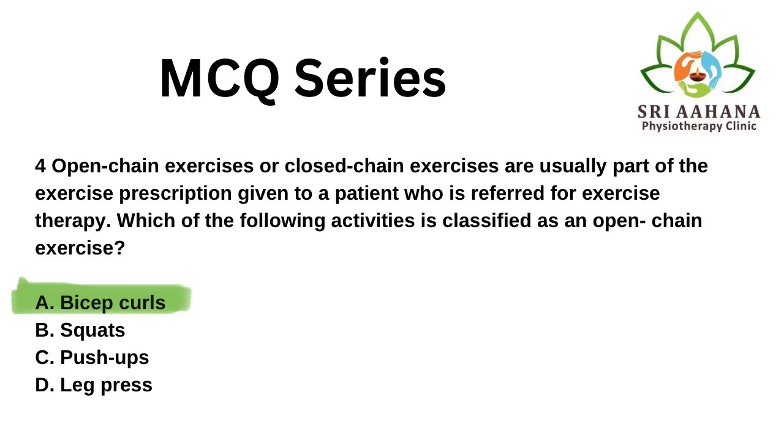The correct answer is A, biceps curl. This is classified as open chain exercise. Open chain exercises involve movements in which the distal body part, such as the hand or foot, is allowed to move freely. Whereas options B, C and D are closed chain exercises, and these exercises involve movements in which the distal part is fixed with the proximal body parts moving around it.